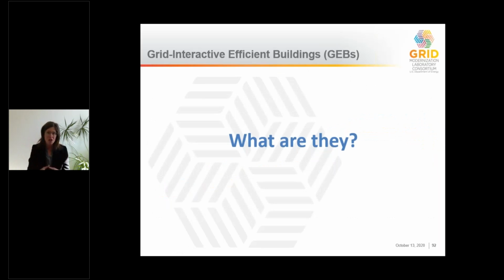So a little shift in focus here, but how can buildings be interactive and efficient? And we've heard this term in the last presentation, the grid interactive efficient buildings. The acronym is GEBs. There's been a lot of opinions on that acronym, and I actually really like it because of this pairing of two keywords, and that's interactive and efficient. So I'm going to talk about what are GEBs, why are they important, and what are the benefits to both the grid and the building owner. Next slide.